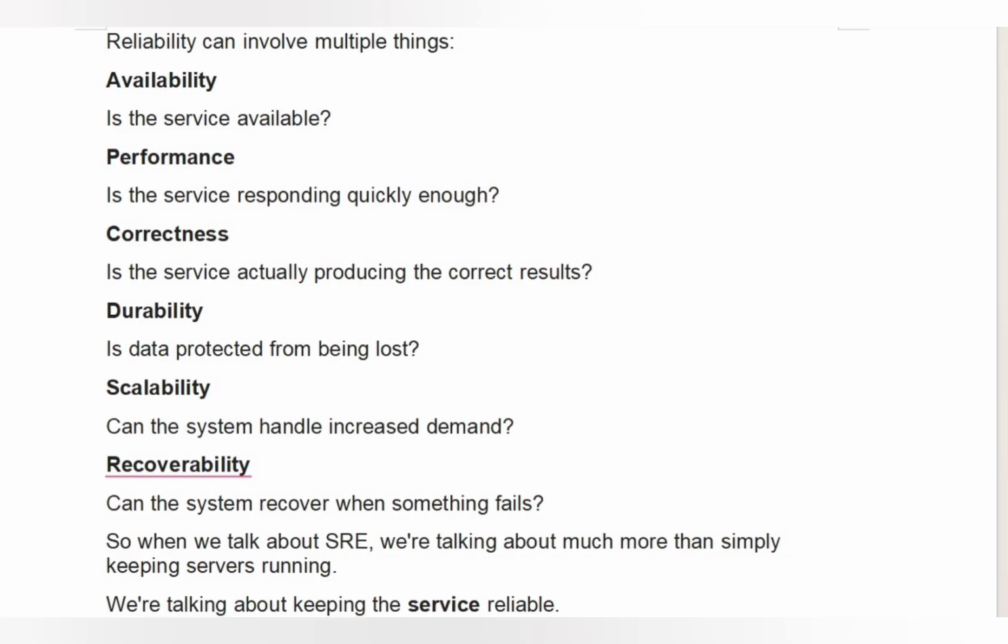Reliability can involve multiple things. It could be availability: is the service available? Performance: is the service responding quickly enough? Correctness: is the service actually producing the correct results? Durability: is the data protected from being lost? Scalability: can the system handle increased demand? Recoverability: can the system recover when something fails? So, when we talk about SRE, we are talking about much more than simply keeping the servers running. We are talking about keeping the service reliable.